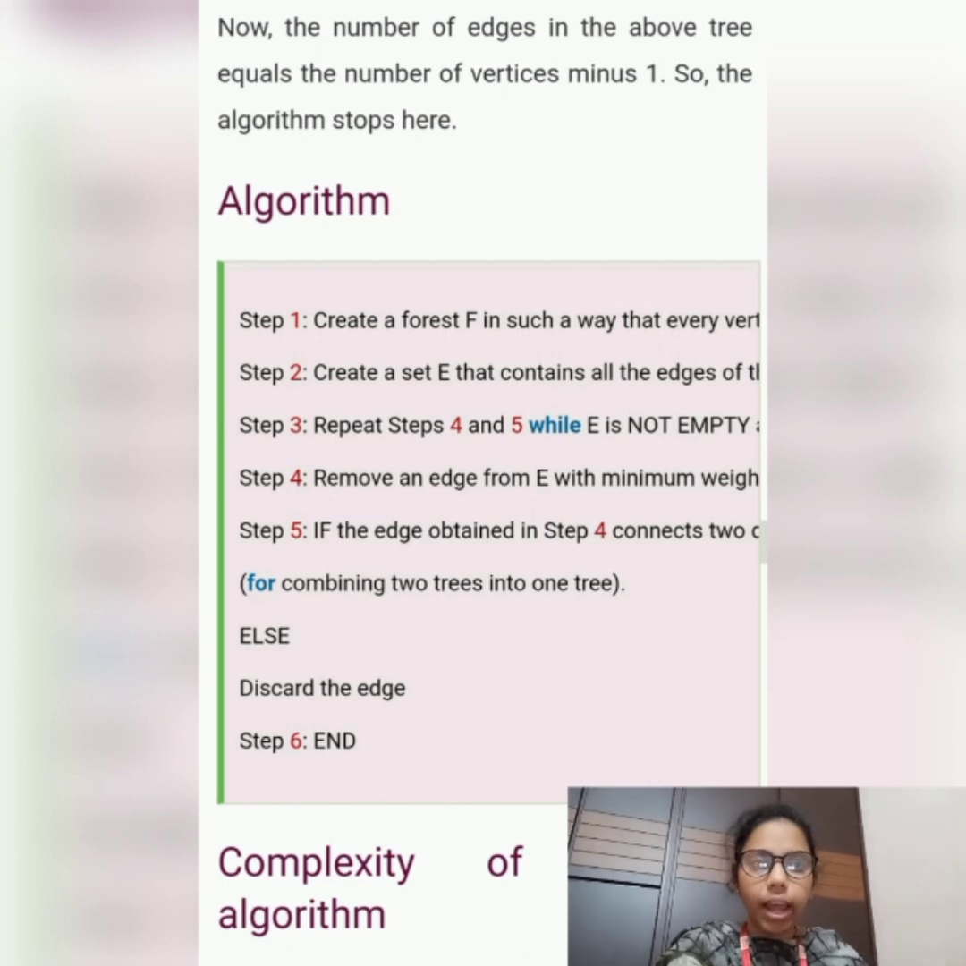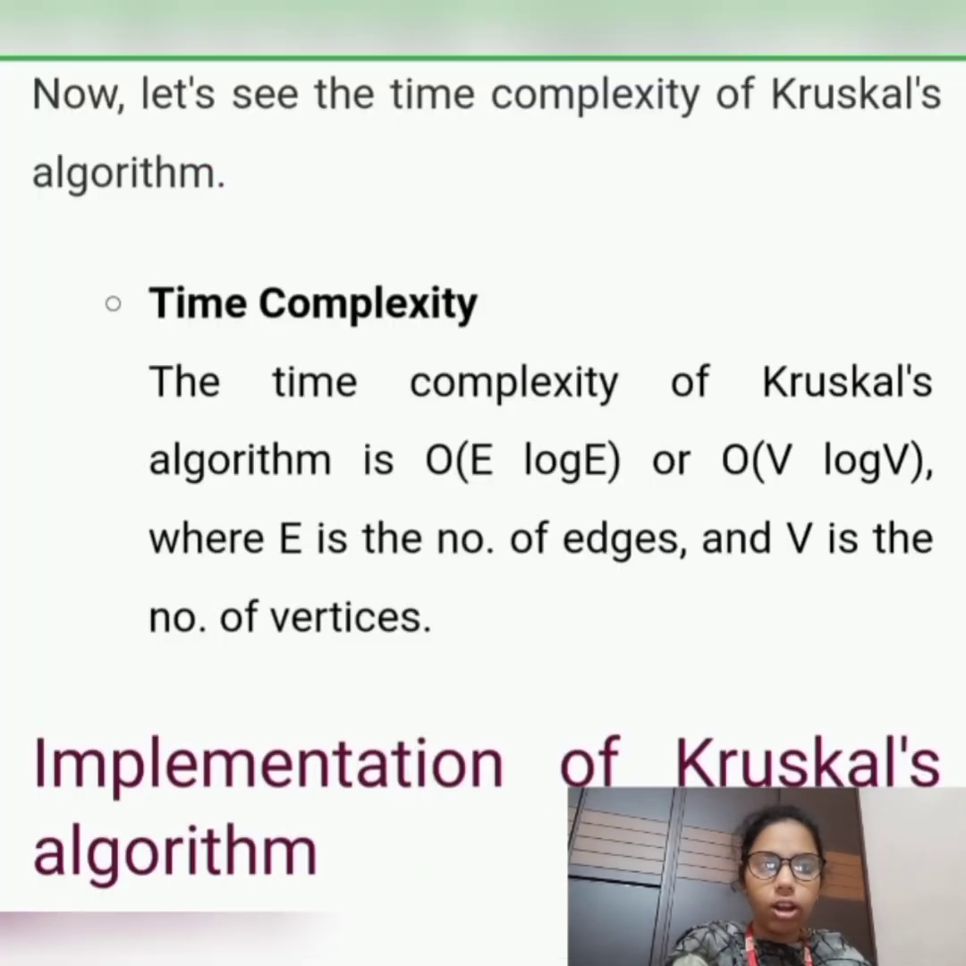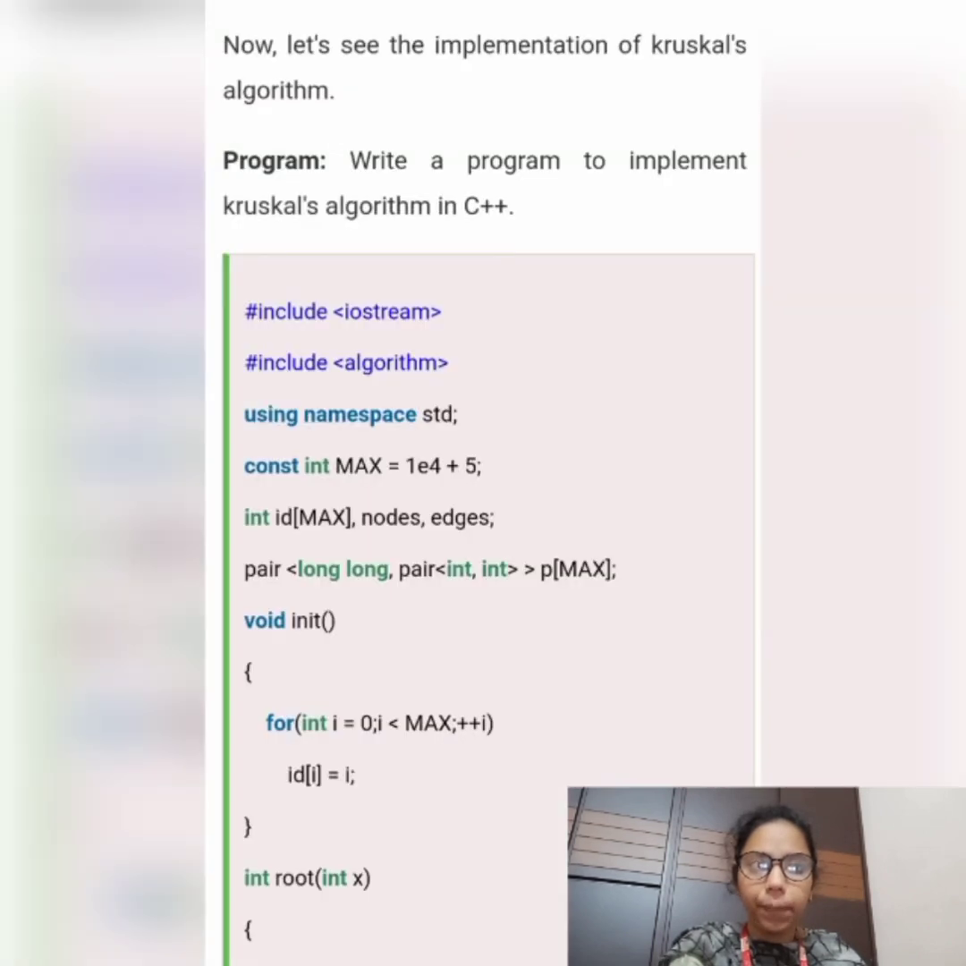Now let us know the time complexity of Kruskal's algorithm. The time complexity of Kruskal's algorithm is O of E log E or O of E log V, where E is the number of edges and V is the number of vertices. Let us take an example of Kruskal's algorithm and discuss a program in C++.